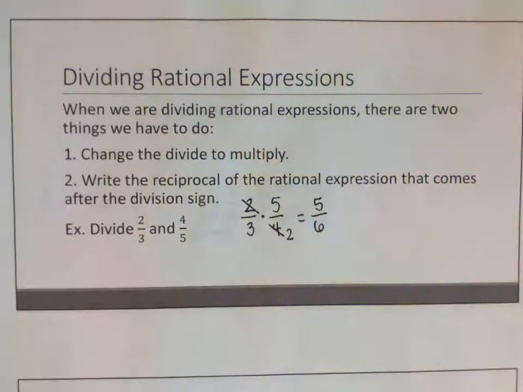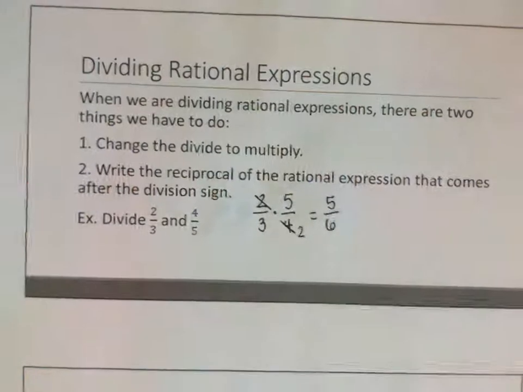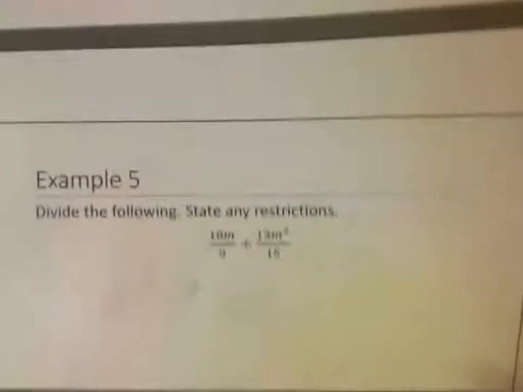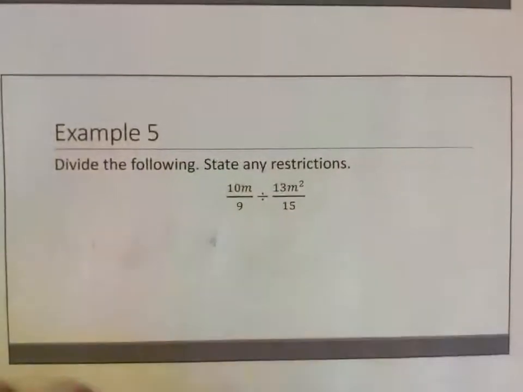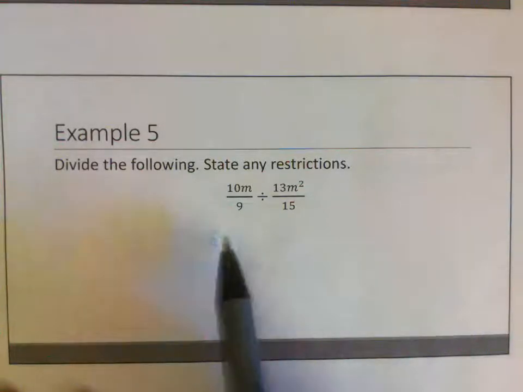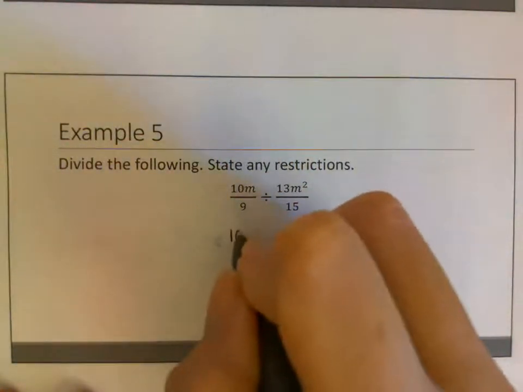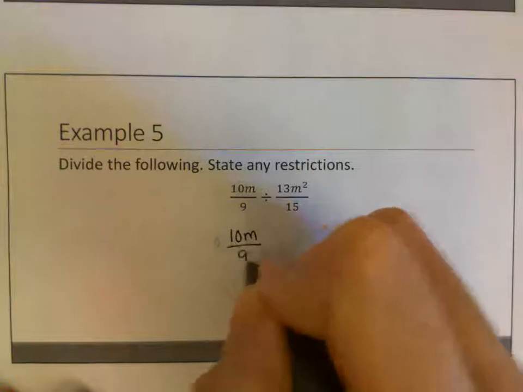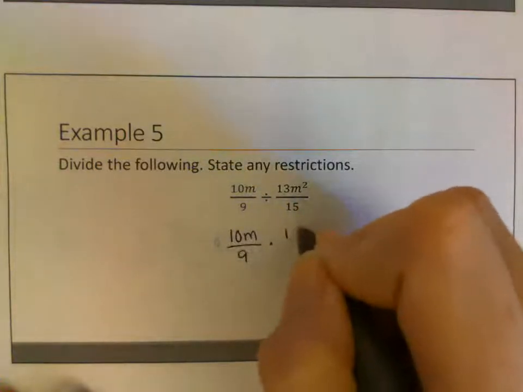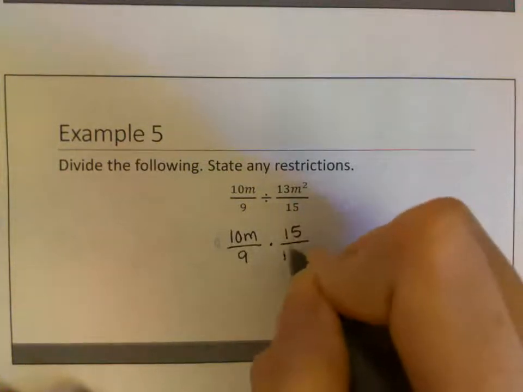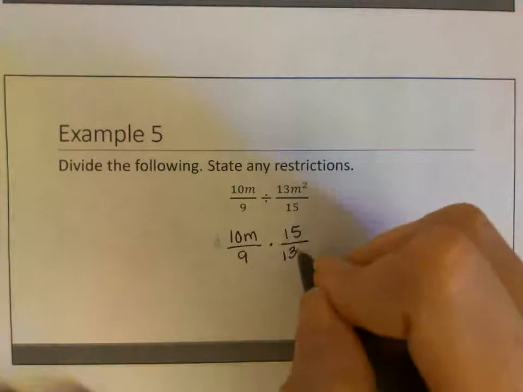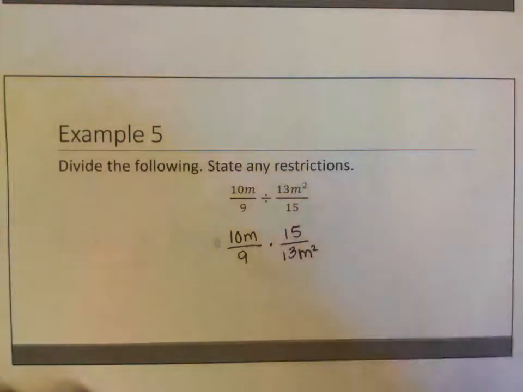So ours are going to be slightly complicated just because we're dealing with rational expressions, but that's the same idea. It's the same process for multiplying and dividing with rational expressions as it is for fractions. So I have 10m over 9. I'm going to go ahead and flip that second fraction. I've got over 15, sorry, over 13m squared.